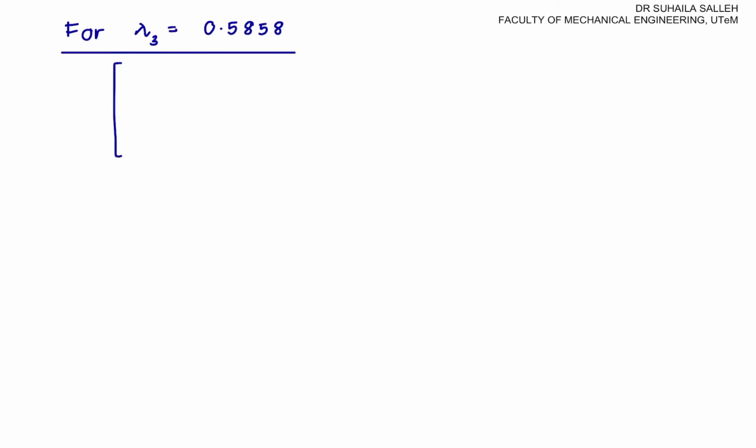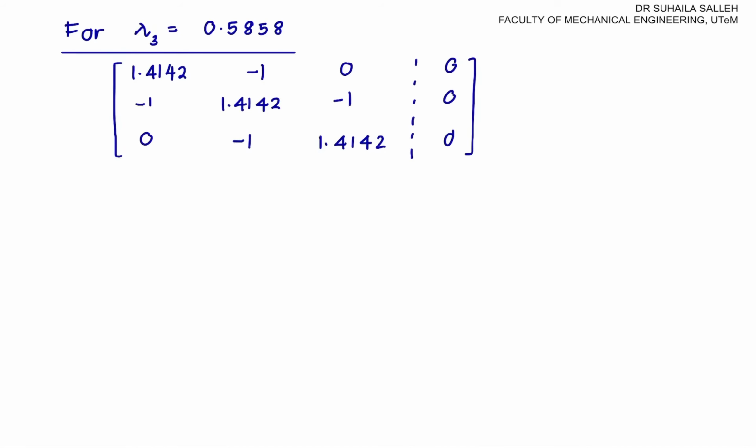Let's look at the third eigenvalue, the last one. I'm going to go a bit fast here. For the third eigenvalue, which is 0.5858, inserting that lambda inside our equation, what we have is 1.4142 minus 1, 0, minus 1. Let me write all the entries here. This is just simple calculation, whereby you insert your lambda inside our earlier equation. Now I have this, straight into augmented form.